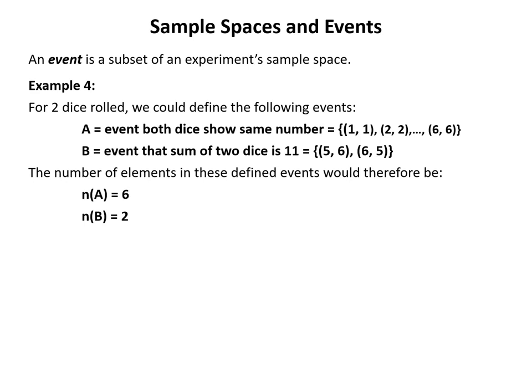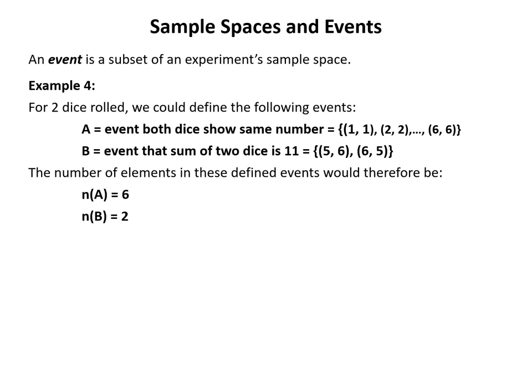An event is a subset of an experiment sample space. So in example 4, if we look at an experiment where 2 dice are rolled, there are many different events that we could define, but here are 2. We could define event A as the event that both dice show the same number. So that would be the set that includes (1,1) and (2,2) and so on until (6,6).